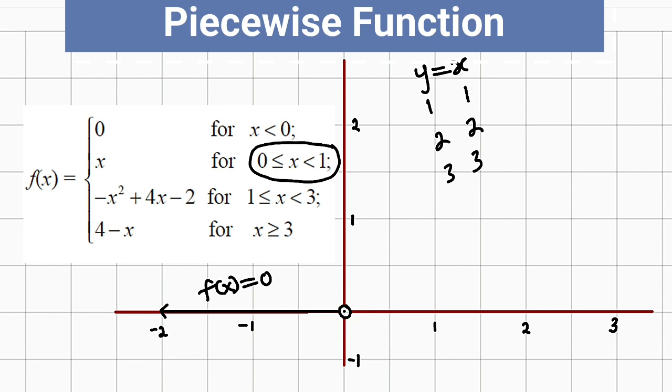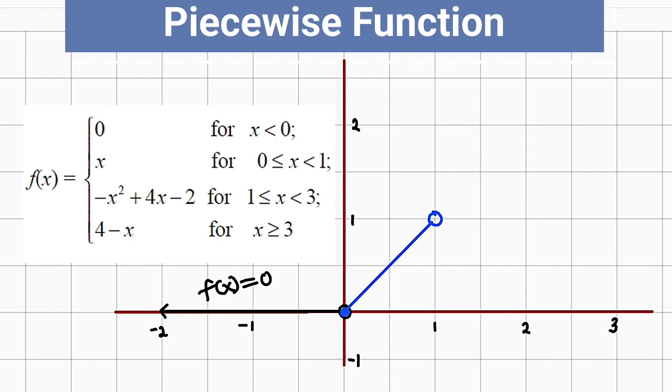So let's plot the points. We have 0, 0 with a closed circle here, since 0 is a solution. Then we have 1, 1, and we're going to stop here. Remember, it is a straight line graph, so we're going to connect this point to this point. But since 1 is not a solution, we are going to make an open circle at the end. Something like this. So this is the graph of f of x equal to x.